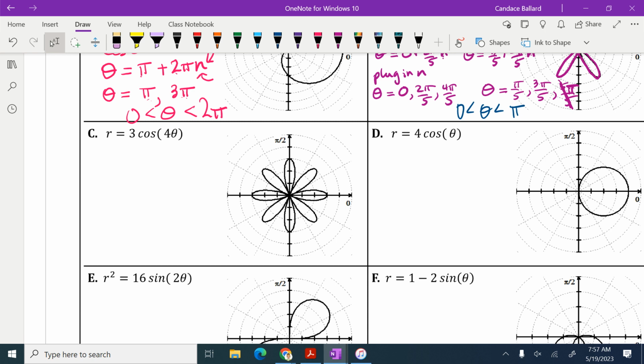Okay. Let's look at C and see if we can get that one. I do want to type 55. What do I want to do? Probably just going to do C. Okay. Let's do D.